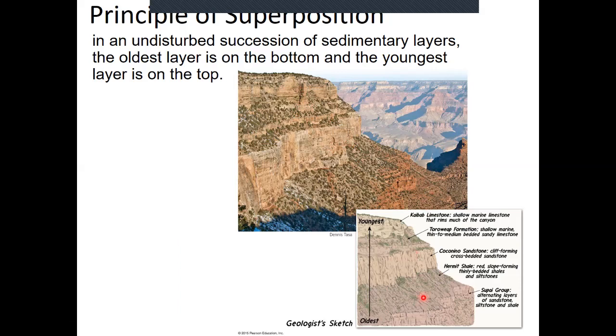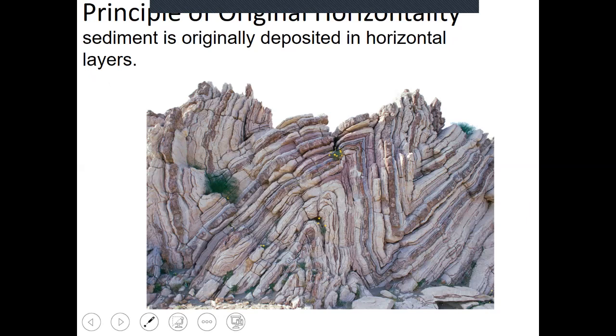And here's an illustration of those beds of rock. This rock is at the bottom, so it is the oldest. This rock is above it, so it's younger than this rock. But this rock is older than the rock above it. This rock is younger than the rock below it, but it's older than the rock above it. So this is the youngest rock, and this is the oldest rock in this outcrop. Okay, that's the principle of superposition. Pretty straightforward.